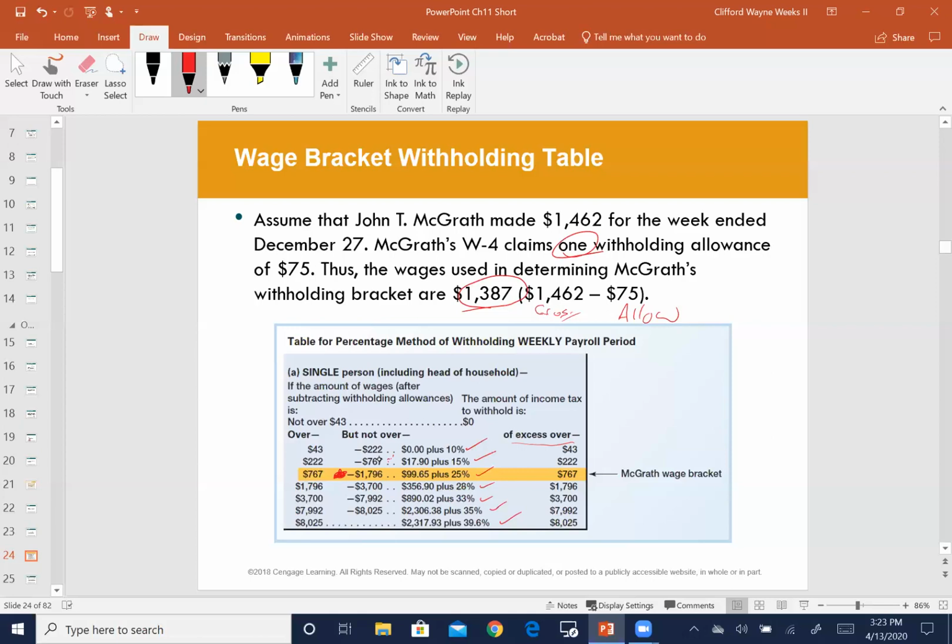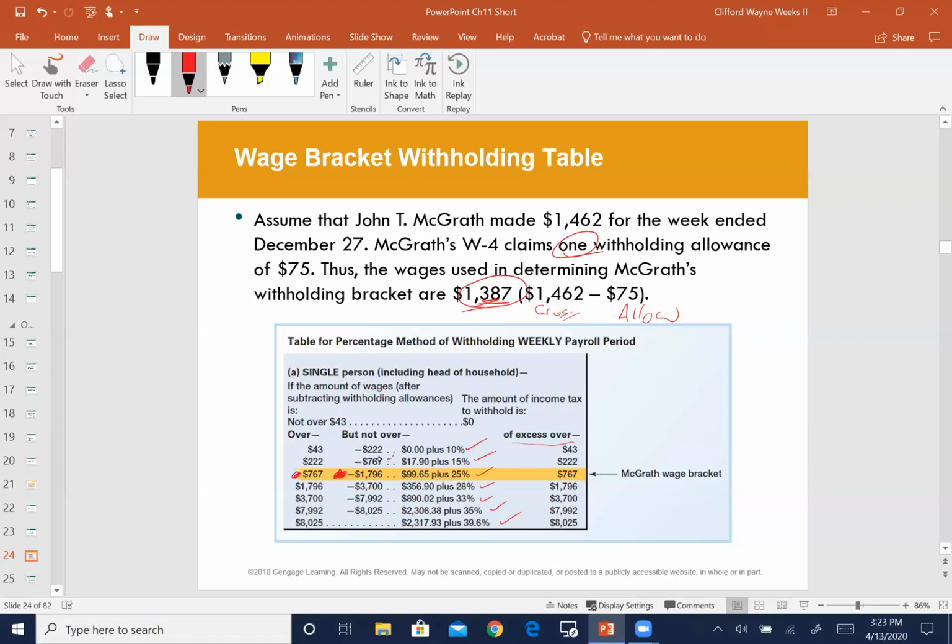All right, and so he had wages of 1,387. This number up here, and we're going to subtract the $767. That's this bracket right here, the low end of the bracket. And so we're only going to pay tax of 25% on the difference, or the $620. So we're going to multiply that times 25%.